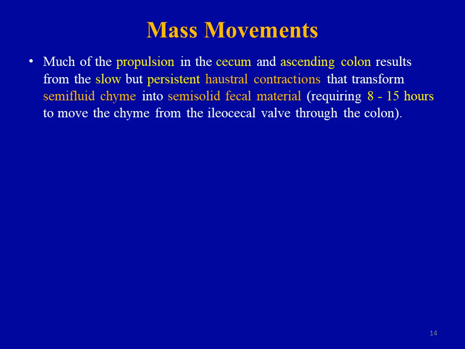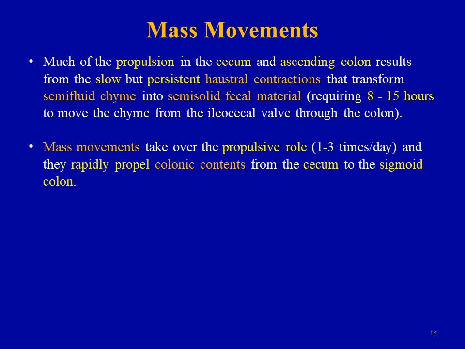Now let's talk about the second type of movement, which is the mass movements. Much of the propulsion in the cecum and ascending colon results from the slow but persistent haustral contractions. So the propulsion in the first part of the large intestine is through the haustral contractions that transform the semi-fluid chyme into semi-solid fecal material due to the absorption of water and electrolytes. And this usually requires about 8 to 15 hours to move chyme from the ileocecal valve through the colon.